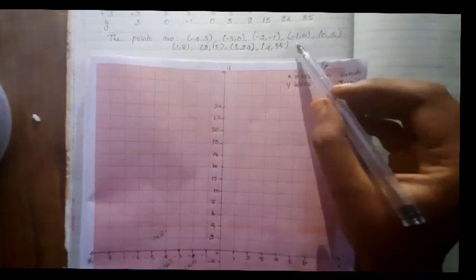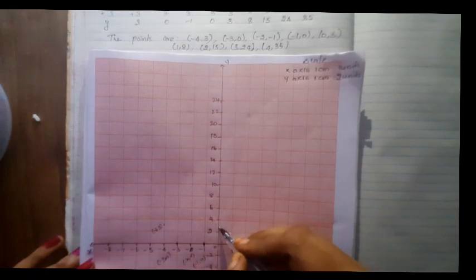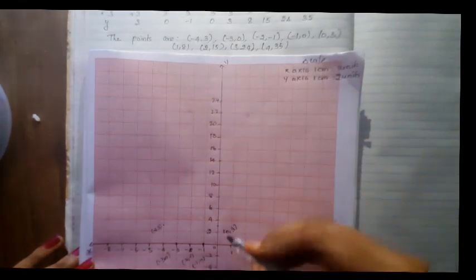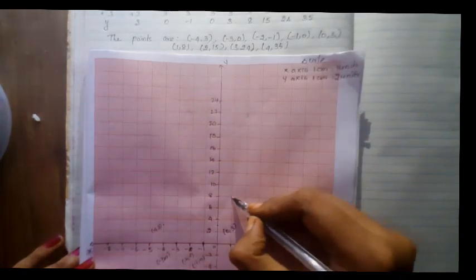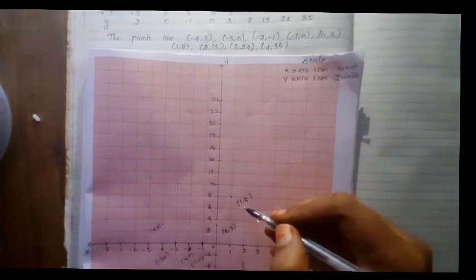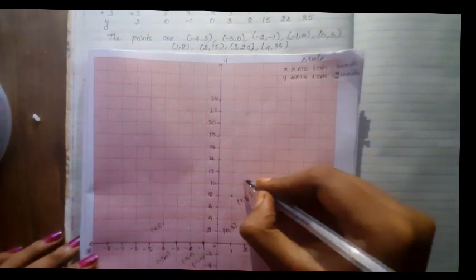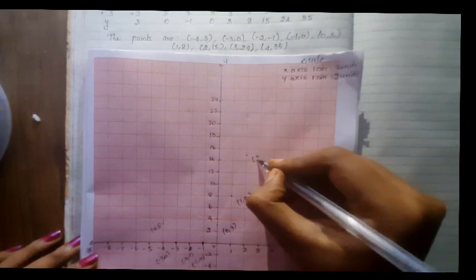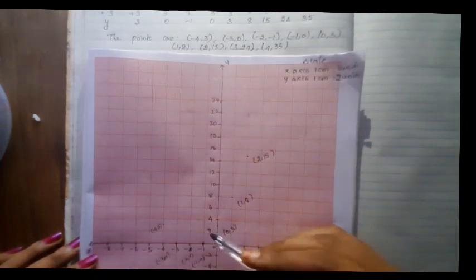So next one is minus 1 comma 0. Minus 1 comma 0 will be on the line. Next one is 0 comma 3. So 0 comma 3 value will be here. Next 1 comma 8. So 1 is here, 1 comma 8 is here. 2 comma 15. So 2 is here, then 15 will be here. So 2 comma 15. Next we can join these points.